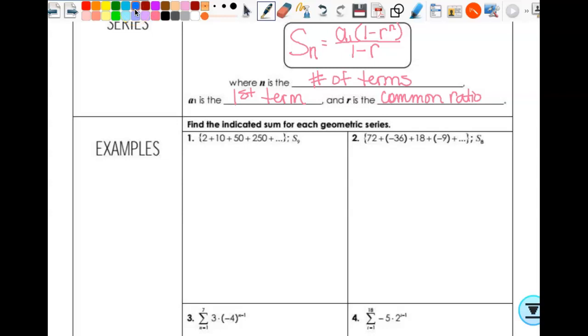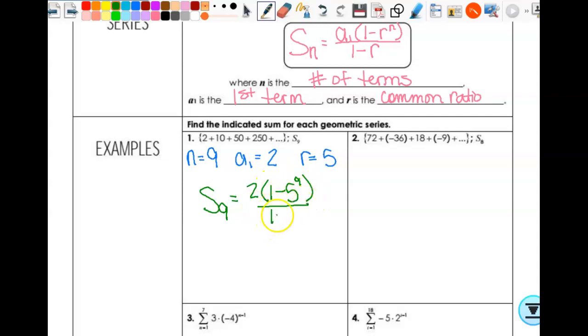So we're going to find the indicated sum for each geometric series. On number 1, we need n. What is n for number 1? 9. Yeah, right there. The first term is what? 2. I don't care about the 9th term, but I need r. What is r? 5. So once I have that, I can find the sum of those first 9 terms. It's the first term, which is 2, times 1 minus 5 to the 9th power, over 1 minus 5.